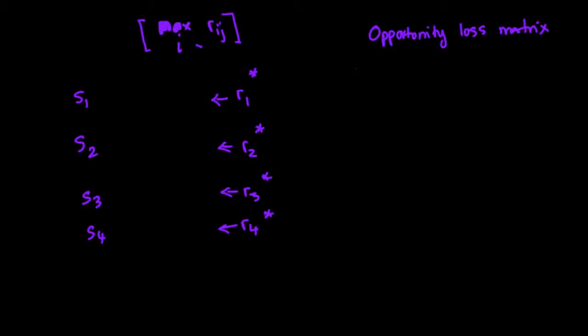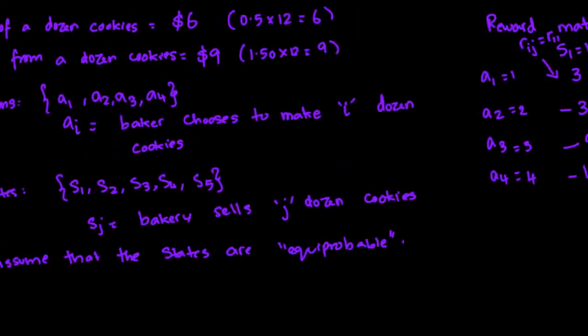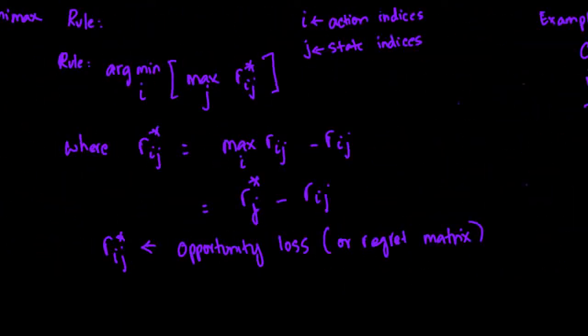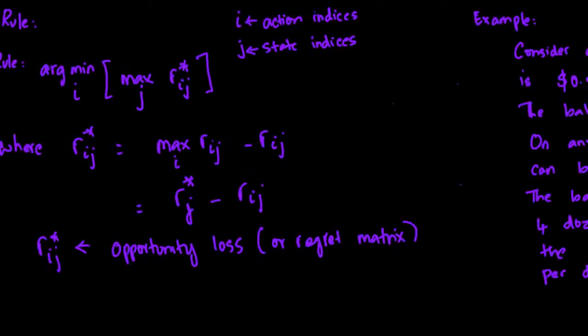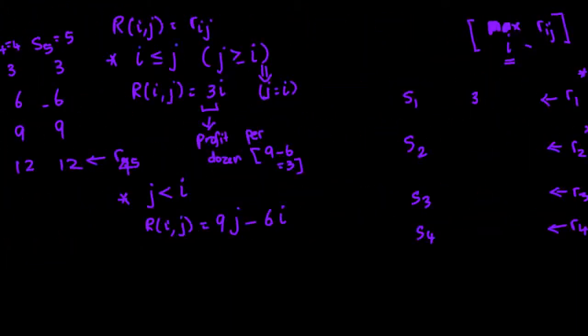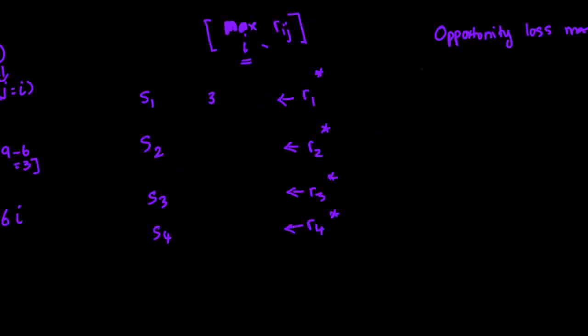So the maximum reward across all actions from the reward matrix is 3 for the first state. Which is what we call R1 star in the original formula. We called it RI star, excuse me, RJ star is what we actually have across all i's for every state. All we're trying to do is find the RJ star across all states.